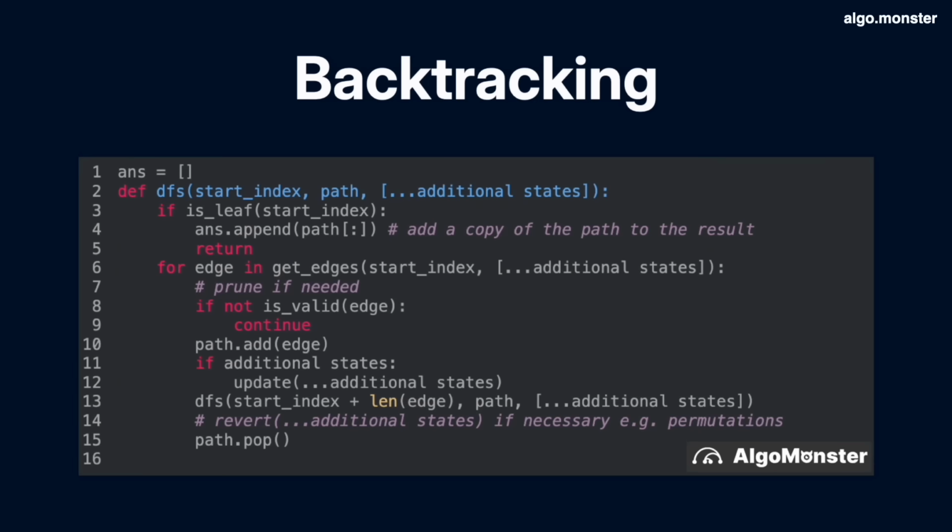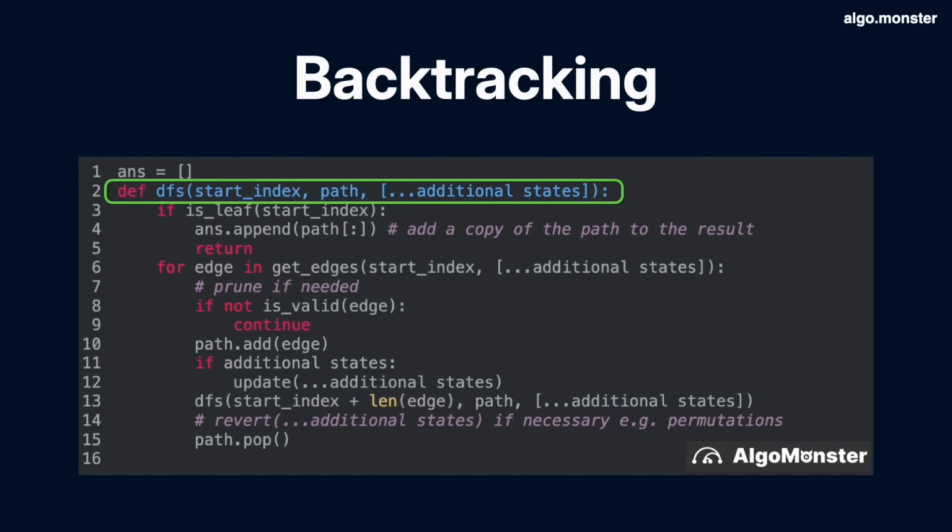Now let's look at the core pattern. We'll be storing our final results in this list. It could be valid permutations, combinations, solutions to a puzzle, etc. The core of backtracking is a recursive DFS function. Start index keeps track of where we are in the input. Path is the current in-progress solution. The additional states are optional. Things like counters, visited arrays, frequency maps, etc. that track constraints or states outside of the path.